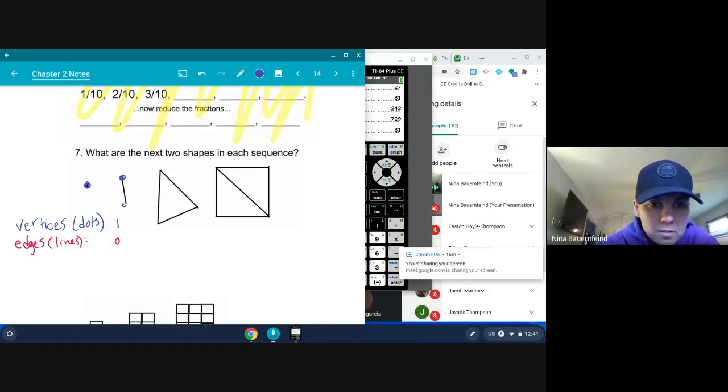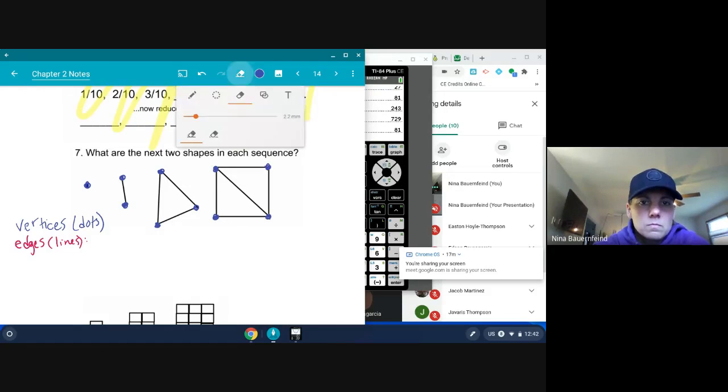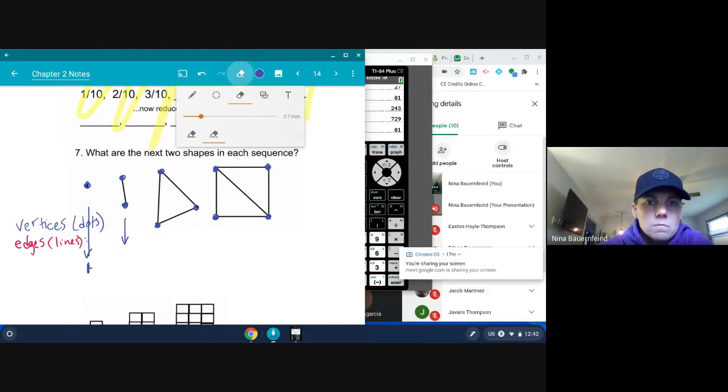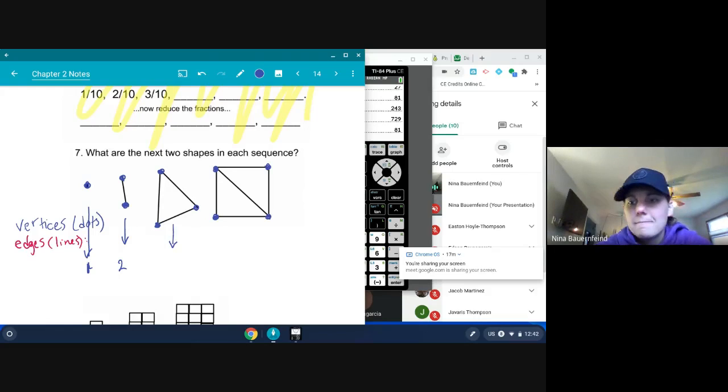In the second picture, how many dots are in the second picture? Okay, I'm just going to stick all with dots. Okay, so in this first picture, there is 1 dot. How many dots are in this second picture? Dots. There are 1, 2. How many dots are in this third picture?